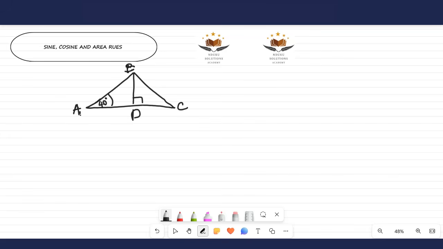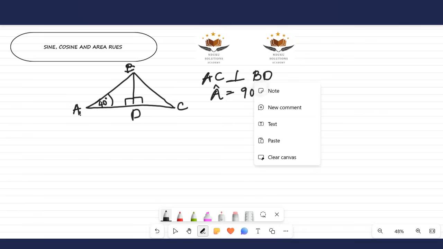And from what we know, you can see we have two triangles. The given information is that AC is perpendicular to BD, hence we have this 90. And then our angle A is equal to 40 degrees, as given on the diagram.